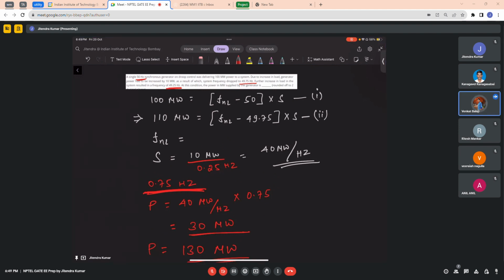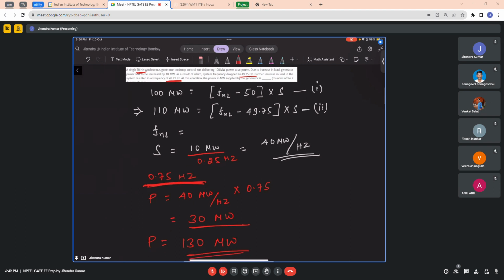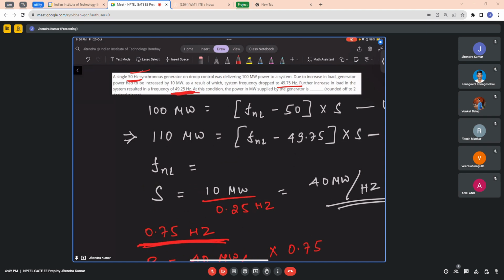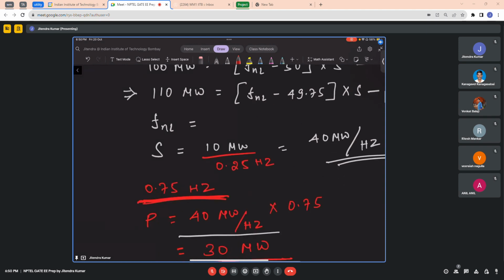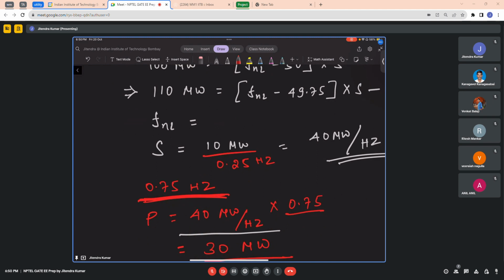Why have we not taken 40 megawatt per hertz? That is being taken. See, 40 megawatt per hertz is the slope of this alternator. And the droop we are observing is from 50 to 49.25. That droop we are multiplying with the 40 megawatt per hertz, with the difference of the frequency from 50 to 49.25, which is 0.75. So that difference we are multiplying to get how much power we are providing to the increased load. So how much will the load be increased?